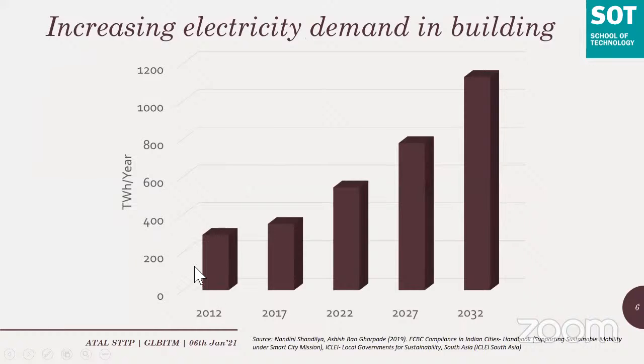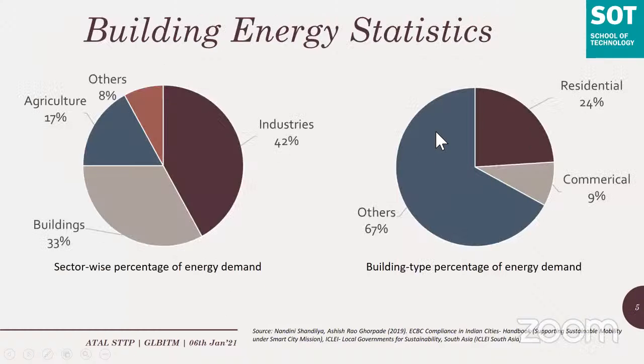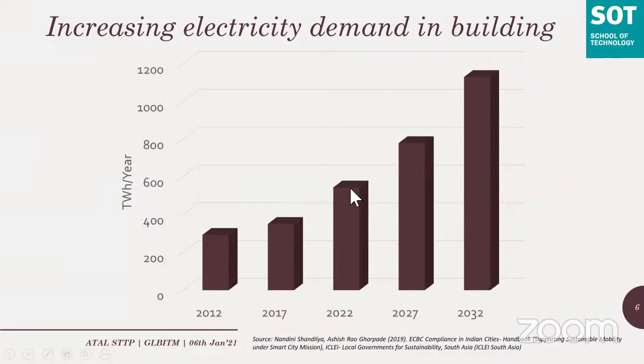Also, if you look at the Indian statistics only, taking 2017 as the calculated electricity demand in terawatt hours per year, that is the annual electricity demand, it has been forecasted that there will be an exponential growth of electricity demand in buildings in India. These figures account for all the categories of buildings, which have been taken into consideration for the studies we are seeing.